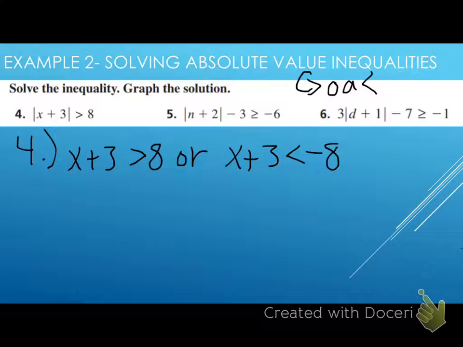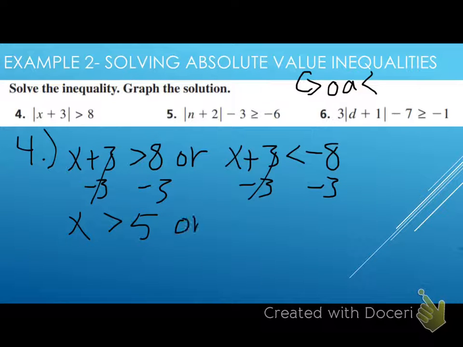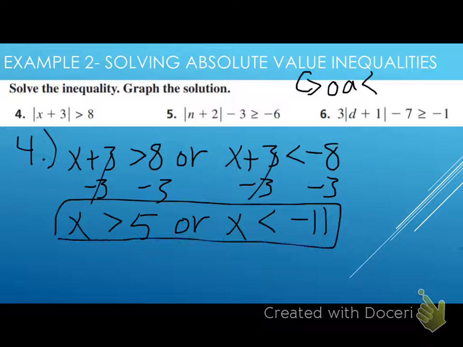Yeah. What's my one step on both of these? Subtract 3 from both sides. 8 minus 3. 5. Symbol flip or stay? Stay. Negative 8 minus 3. Negative 11. Symbol flip or stay? Stay. There's my solution. Questions on how I got that?